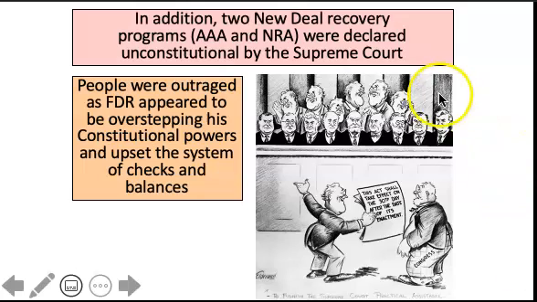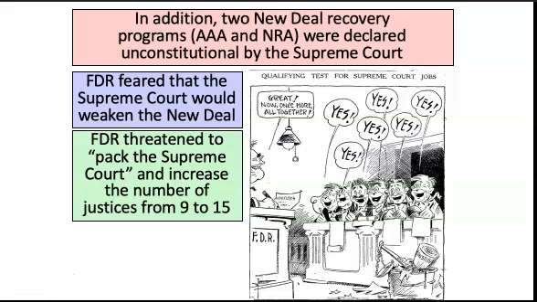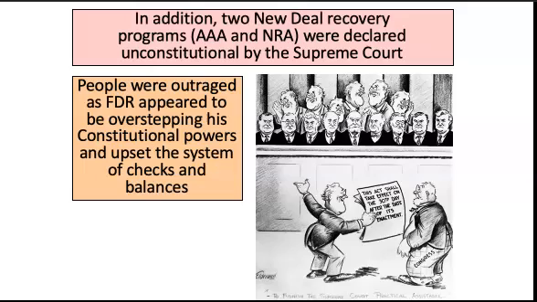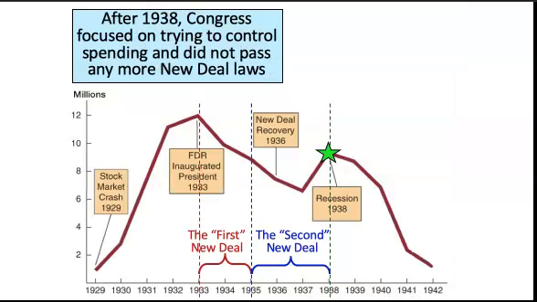And if you're looking at this cartoon, notice the 6 faces up here, the 6 additional members of this Supreme Court. They look exactly like FDR right here. And what this means is that basically he'll have a bunch of yes men on the court, like we see in this particular cartoon, qualifying test for the Supreme Court. Yes, yes, yes, yes, yes. And so this will make him essentially kind of a dictator and let him take control of the Supreme Court, by having all of these people on it that are able to just kind of do his bidding. Now, after 1938, Congress is going to focus on trying to control spending and didn't pass any more New Deal laws.